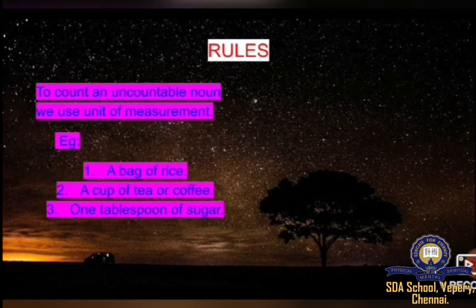Secondly, a cup of tea or coffee. So you measure them using a cup. Third, 1 tablespoon of sugar. So you can't count a sugar, but you can measure it saying 1 tablespoon of sugar. So rule number 1: to count an uncountable noun, we use unit of measurement. So you can't count them, but you can measure them.